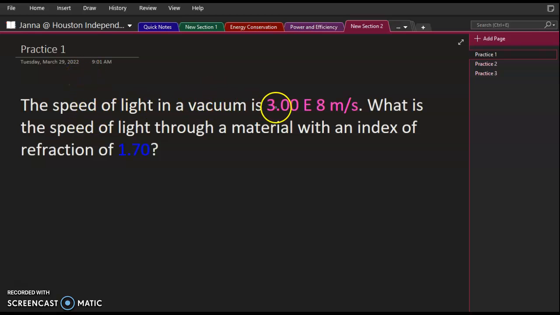The speed of light in a vacuum is 3e8 meters per second. What is the speed of light through a material with an index of refraction of 1.70? To solve this problem, you need this equation. N is equal to C over V. N is the index of refraction here.